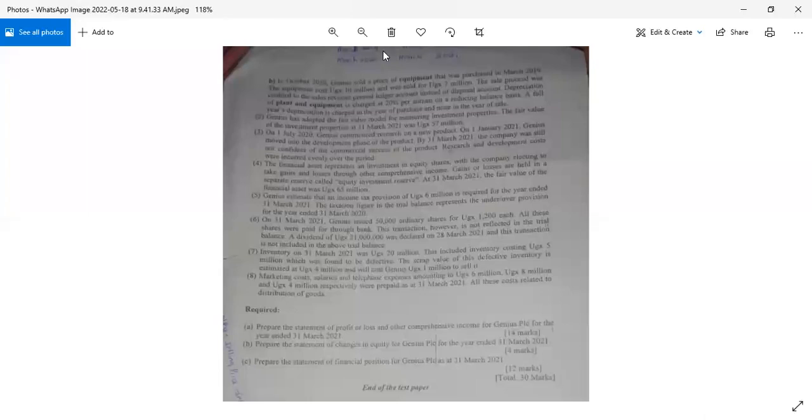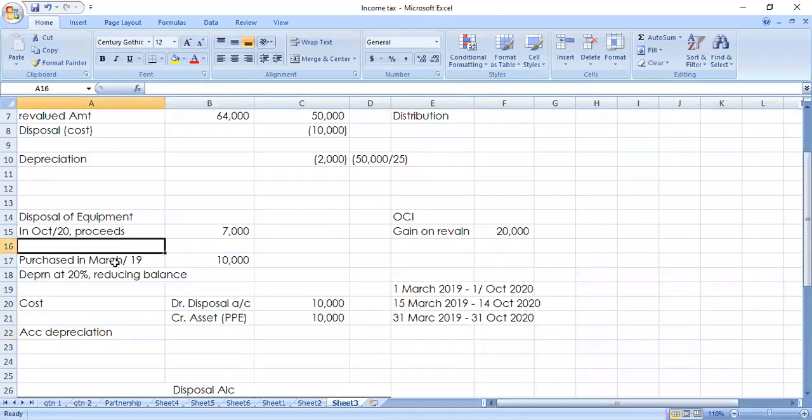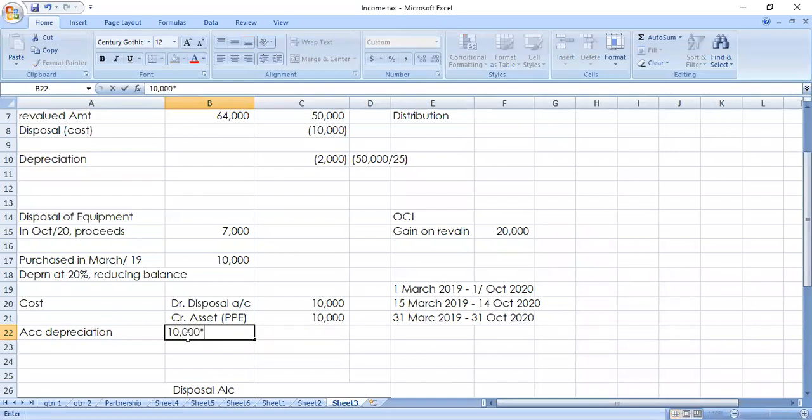Okay, so if I take you to the question, we're saying we're going to depreciate for 7 months. So it will be the cost, which is 10M, times 20%, which is the depreciation charge, 10 times the number of months, 7 out of 12. So our depreciation will be this.